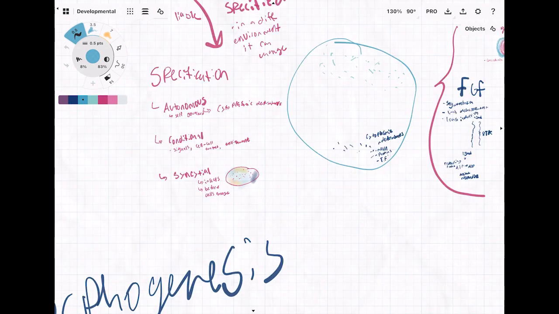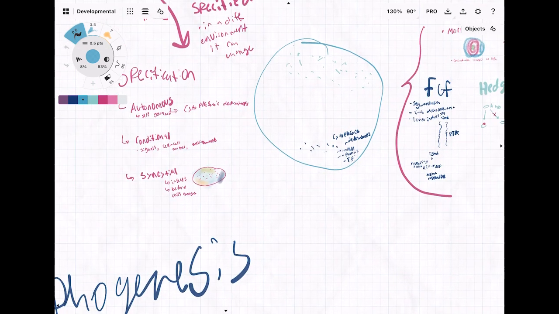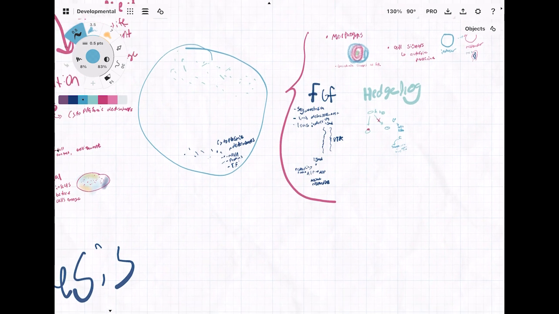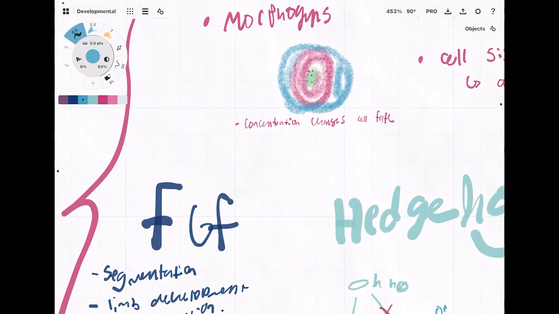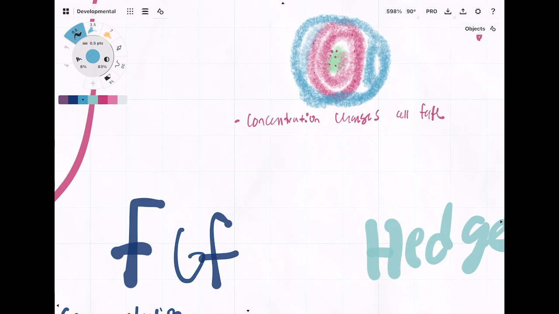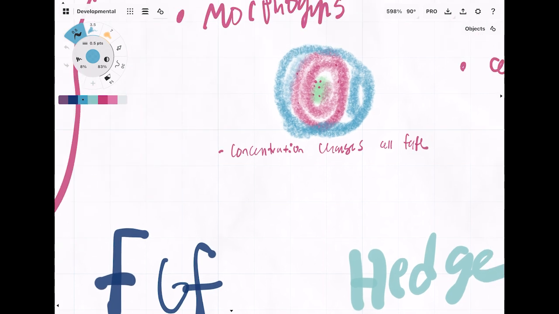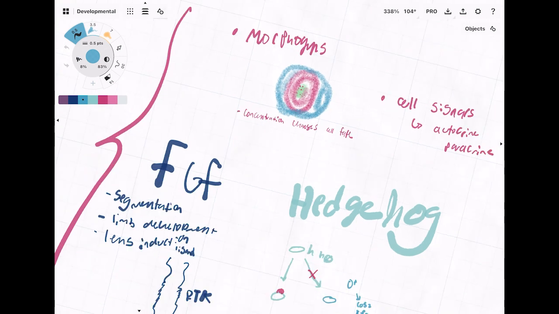So I talked about conditional specification, but how does that occur? What are some of the signals? And so a main signal is called a morphogen, and this is a specific molecule whose concentration is going to determine the cell types of the cells around. So I drew this image here, and you can see at the more concentrated area of the morphogen, it'll be a different cell type. At the least concentrated, it'll be a different cell type.